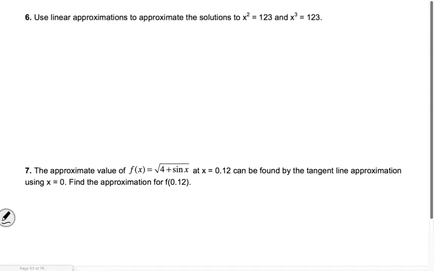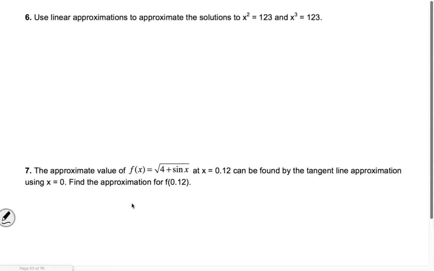Can we skip these ones? Do you feel pretty good with this? This is an example of one. Number 7 is definitely like an AP question. So let's look at number 7, I guess. So the approximate value of f of x equals the square root of 4 plus sine of x at x equals 0.12 can be found by the tangent line approximation using x equals 0. So find the approximation for f of 0.12. This was a multiple choice question that was on the AP test a few years ago.